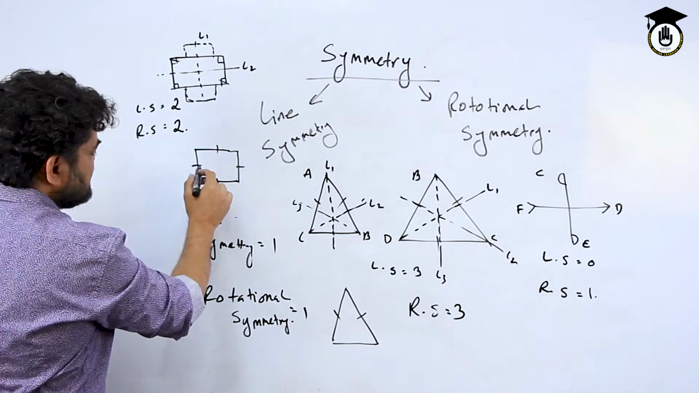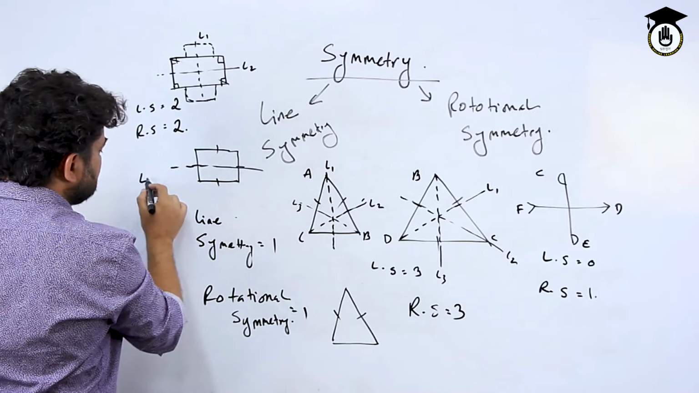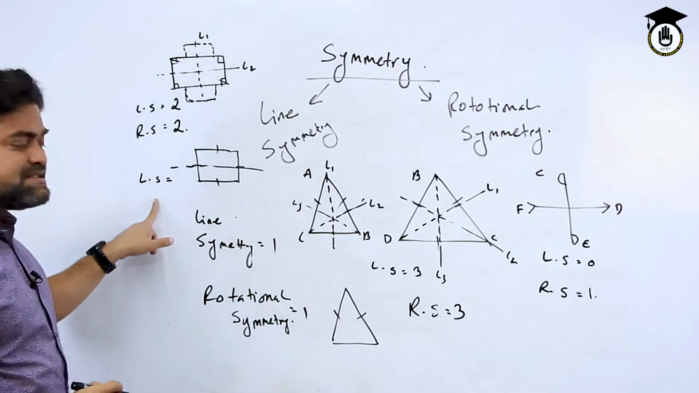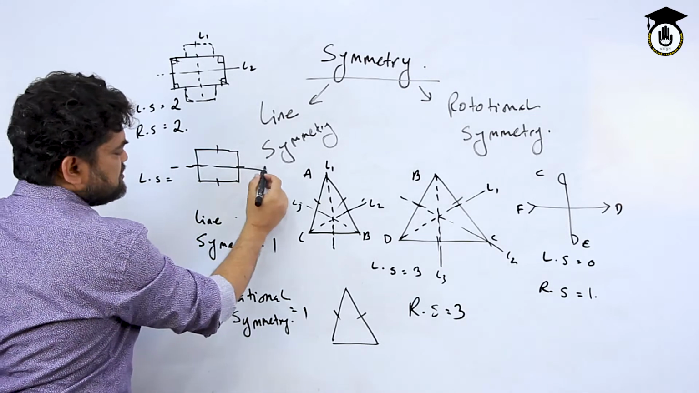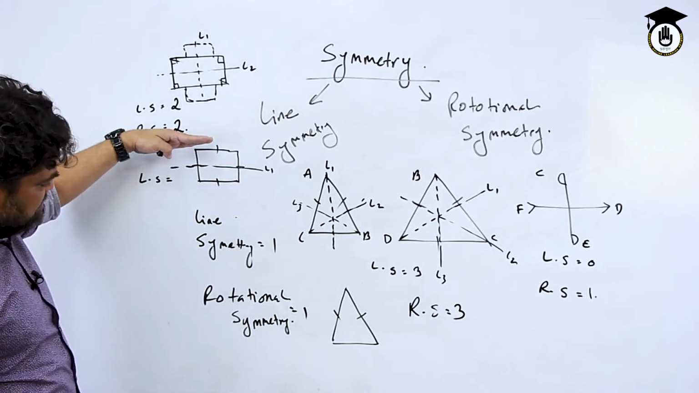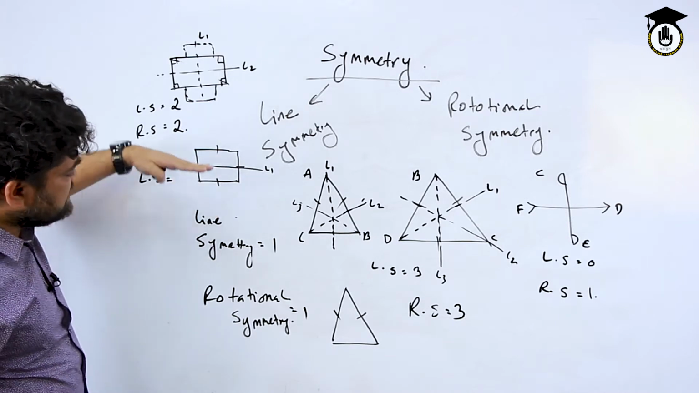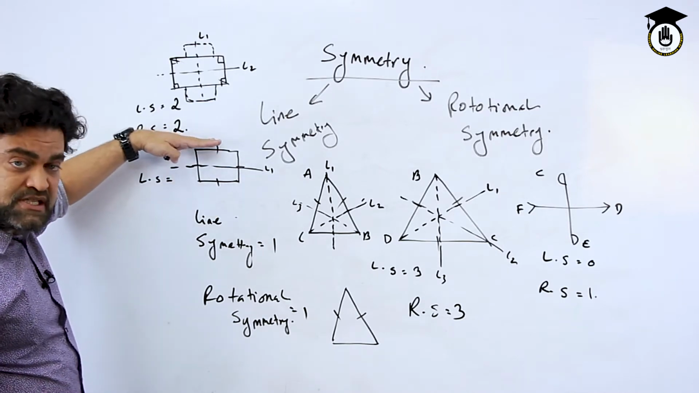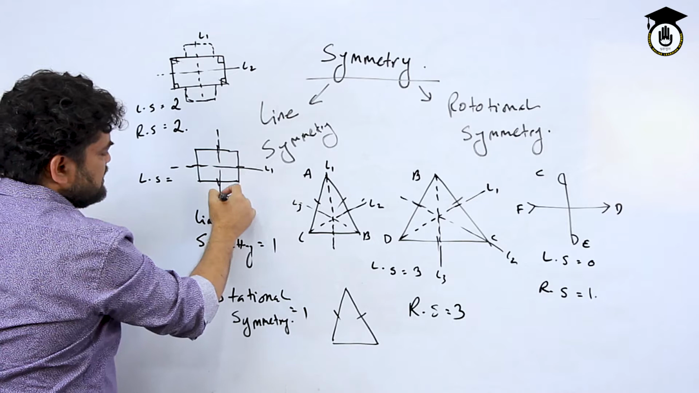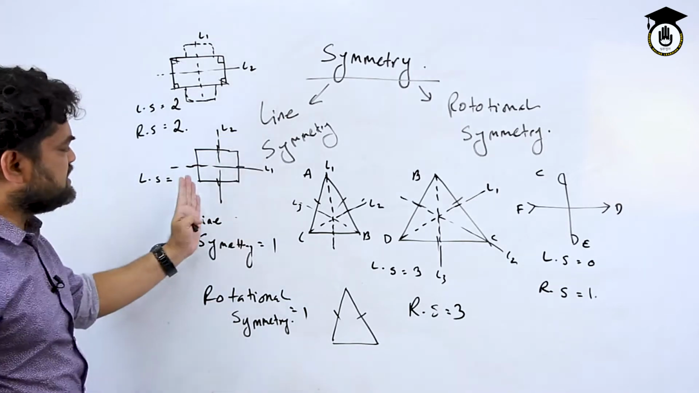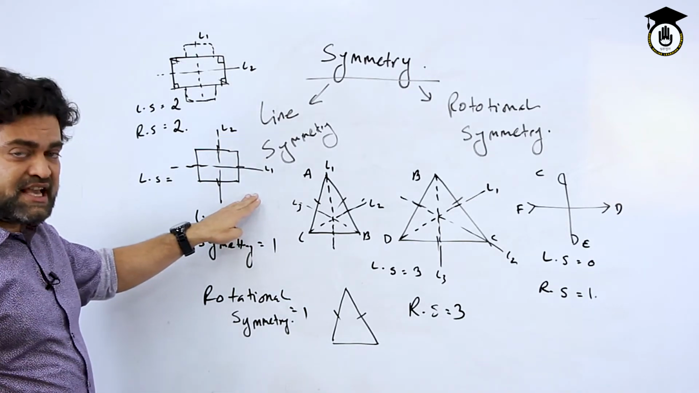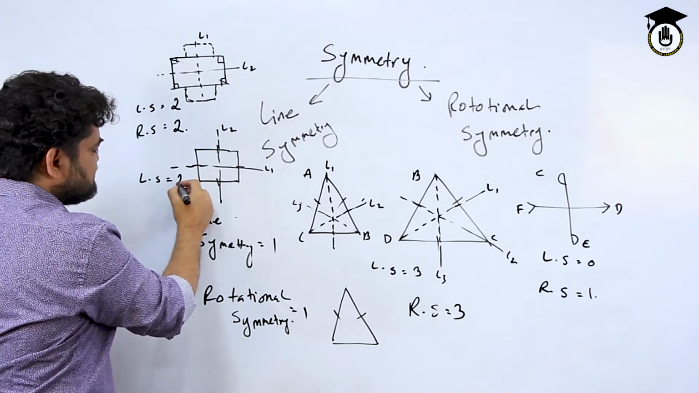So if I'm going to rotate this one, if I find the line symmetry for this square, so this line, if I draw L1, I can easily make equal halves. Or in another sense, if you fold it, it can easily go to the top of it. And if I draw another line here, L2, I can do the same. In the case of a square, line symmetry is 2.